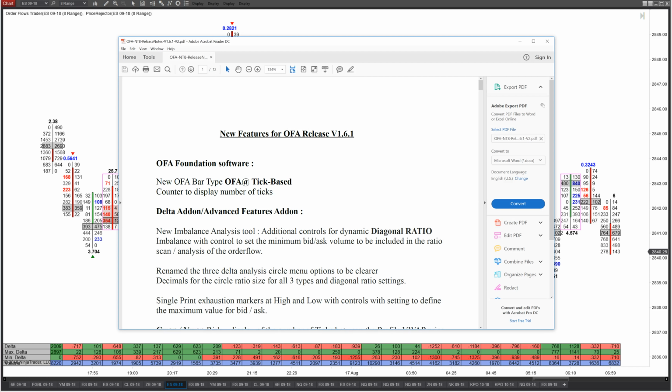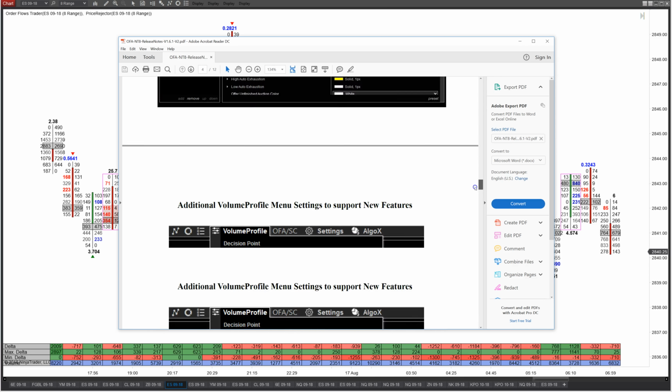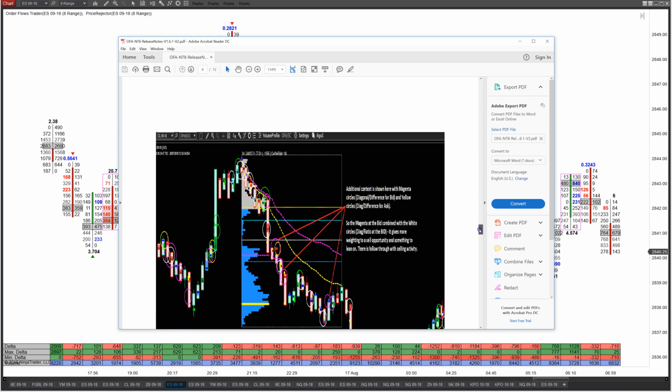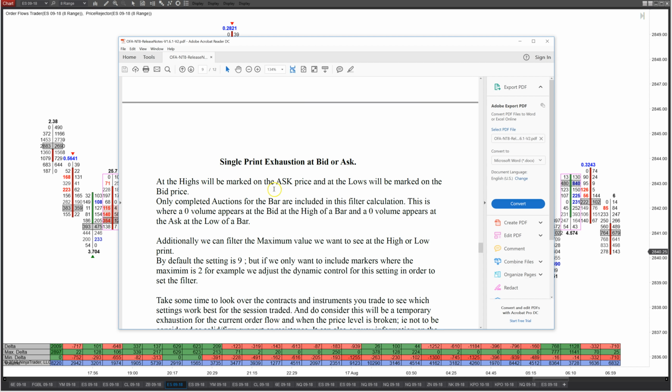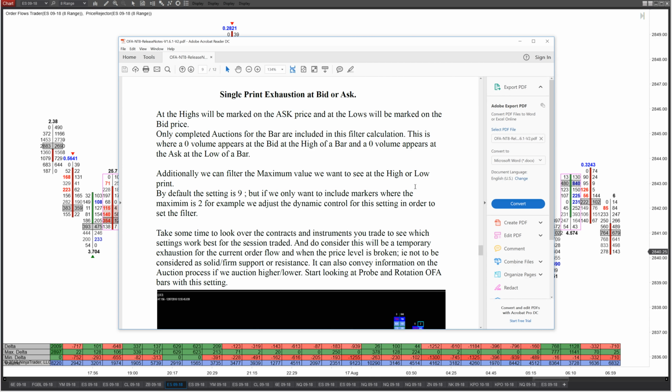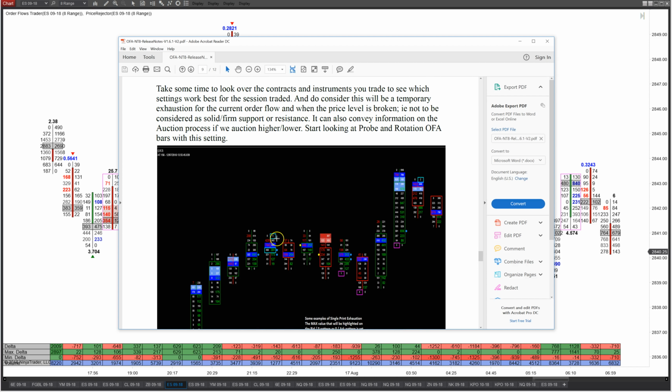And just recently, in the new version of OFA, Order Flow Analytics, version 1.6.1, what do they got? In 2018, 3 years later, welcome to the present. Single print exhaustion at bid or ask. At the highs will be marked on the ask price and lows will be marked on the bid price. How does it look? Well, oh my gosh, it's the box around the single print.